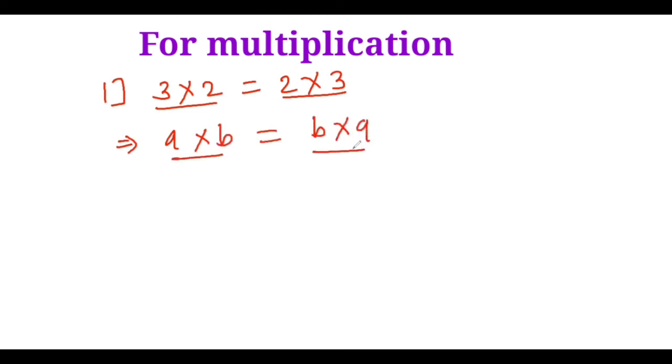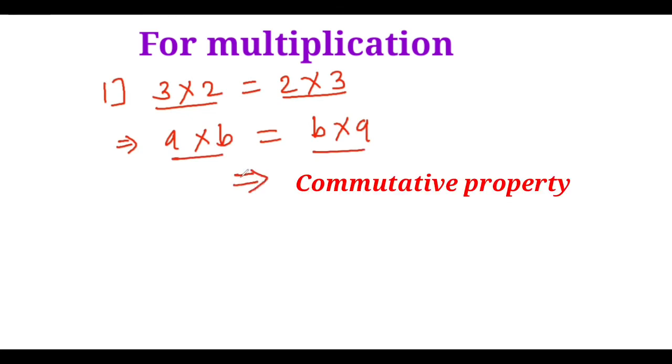It is said as the what? It is said as the commutative property for multiplication, like that for addition. Dear student, same to same property is applied for addition as well as multiplication. Now we are going to learn for 3 numbers. I am taking 3, 2 and 4.